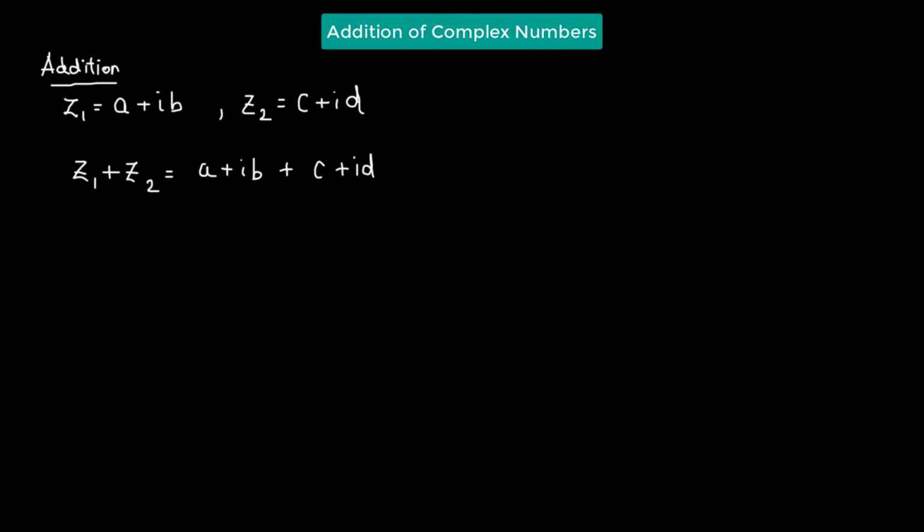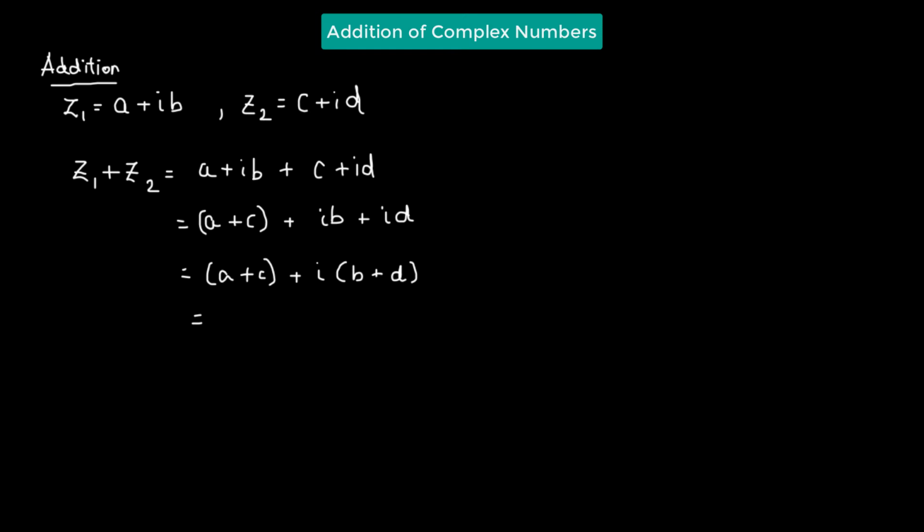Addition involves adding the like terms. The real part of a plus ib is a. This will be added to the real part of z2, which is c. Then we add the imaginary part of z1, which is ib, to the imaginary part of z2, which is id. Finally, we write it in the standard form. We have a plus c plus i times b plus d. i being simply a number, we factor it out, and we have b plus d.